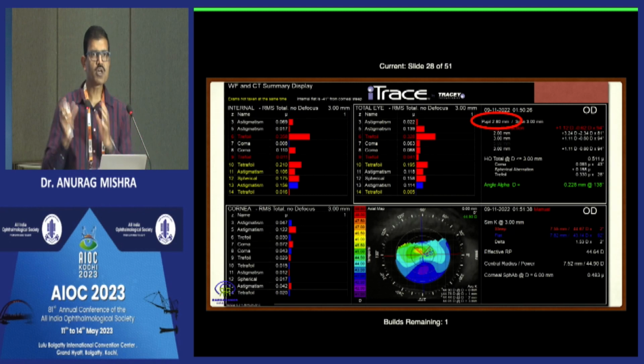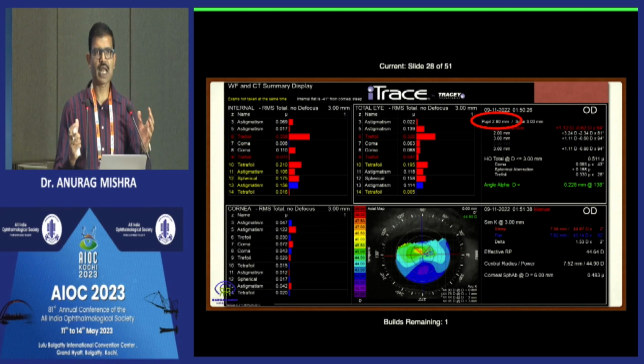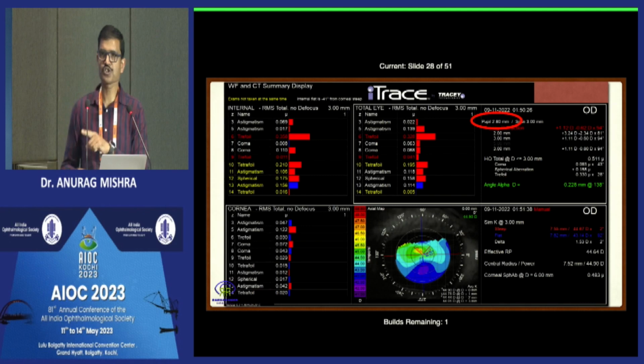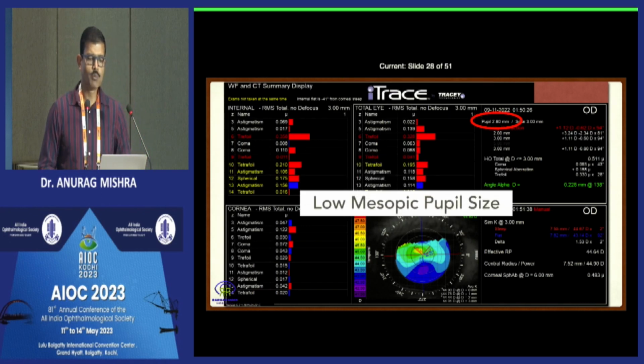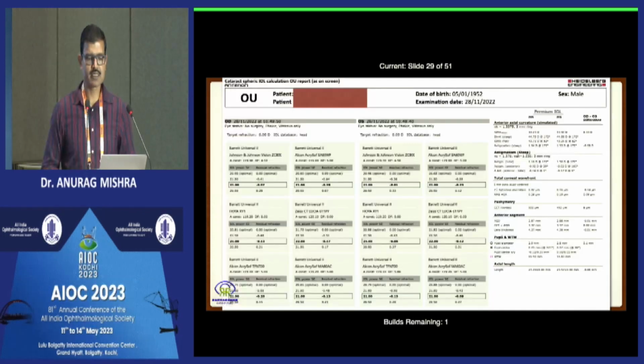The most important feature apart from a proper biometry perhaps is the pupil size, and for me there is a cutoff of 3.5. The pupil size should not be more than 3.5 in a scotopic and less than 3.5 in a photopic condition, because when that happens, then there is a lot of image distortion. So the pupil size has to be kept in mind. In this particular example, the pupil size is 2.8 in low mesopic pupil, so it is not qualifying.